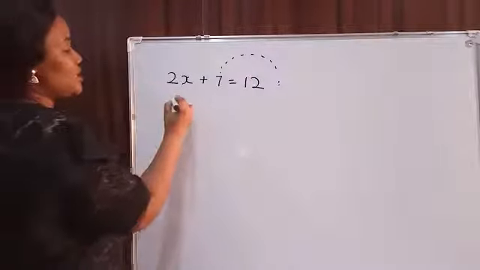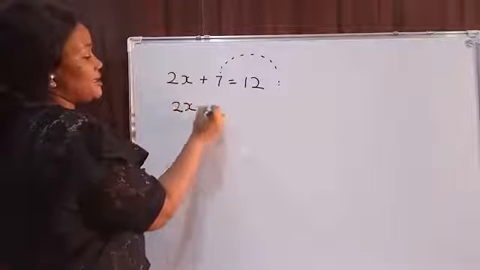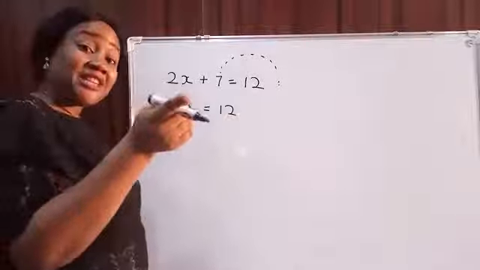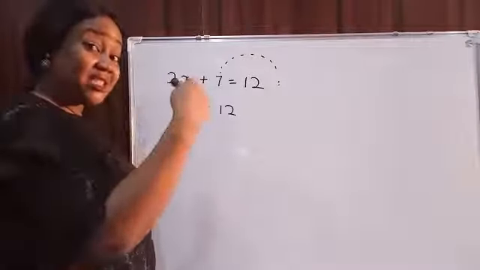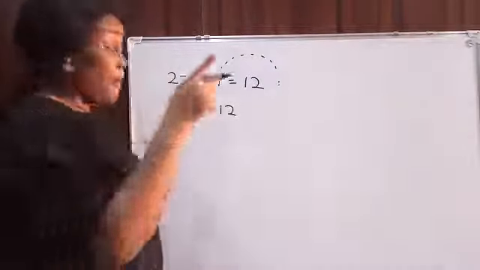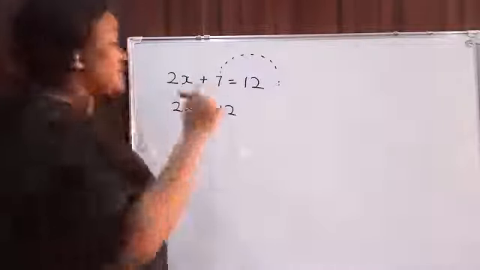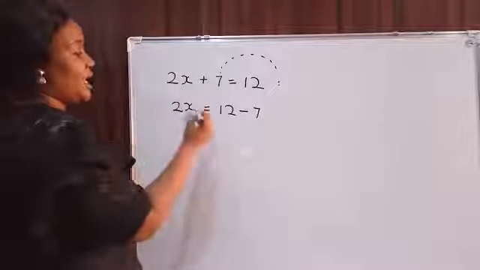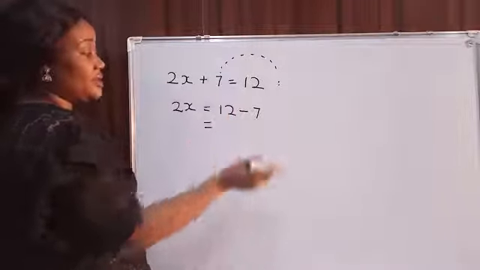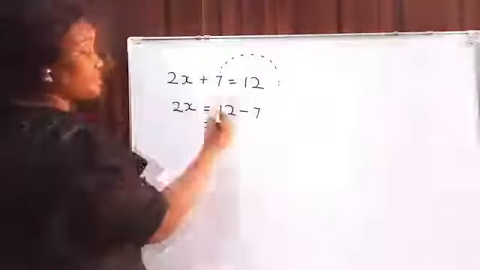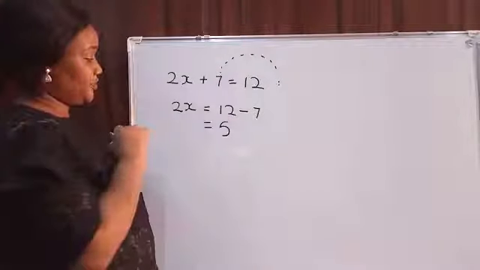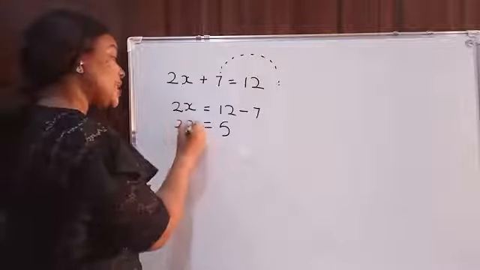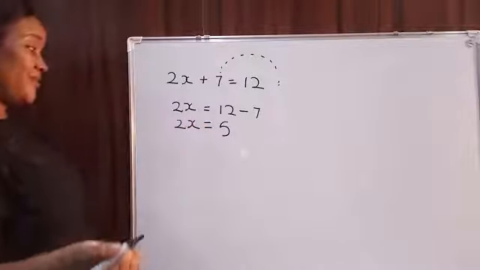We have 2x equals 12. Remember our sign change, the equality sign changes the sign. So our plus 7 becomes minus 7. So you have minus 7, and we have 12 minus 7 to give us 5. Now we have 2x equals 5.